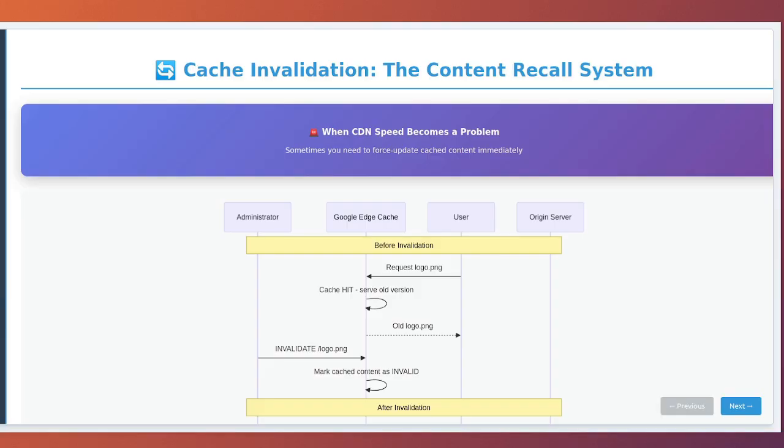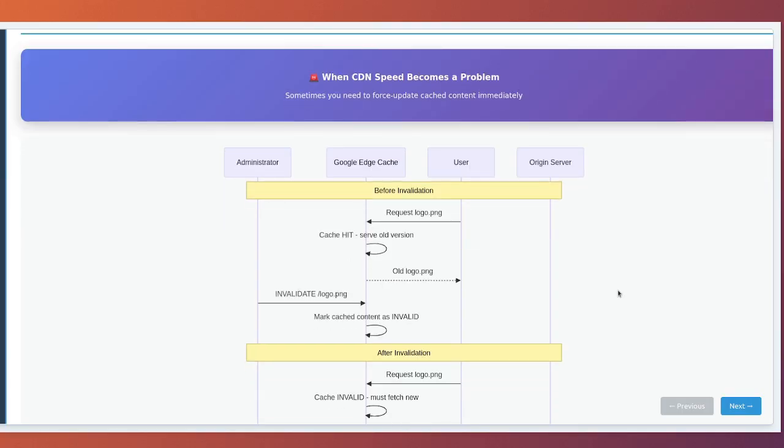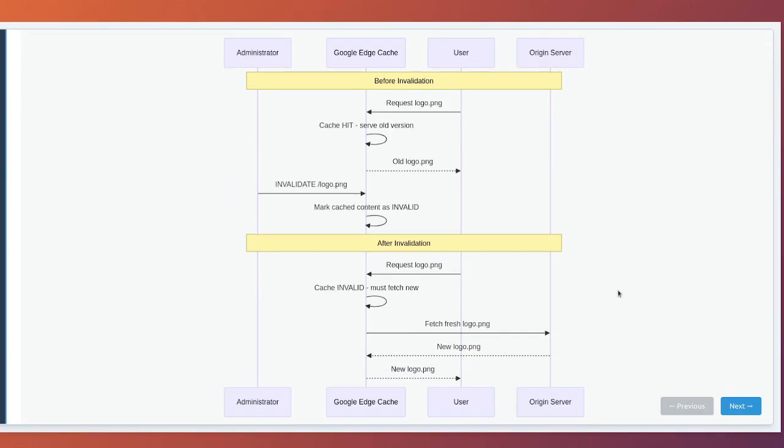Cache invalidation. The corporate recall notice. Cache invalidation is one of the most critical operational skills for managing CDN in production. Think of it like issuing an urgent corporate recall notice. You're telling Google's entire global edge network to immediately forget specific content and fetch fresh copies from your origin.